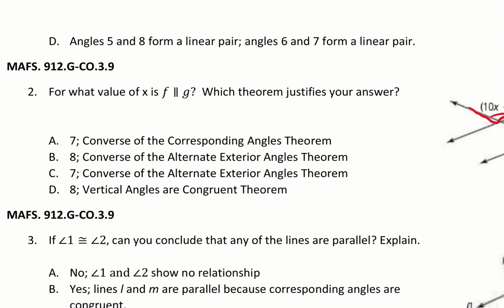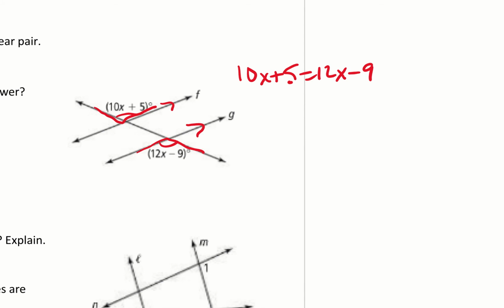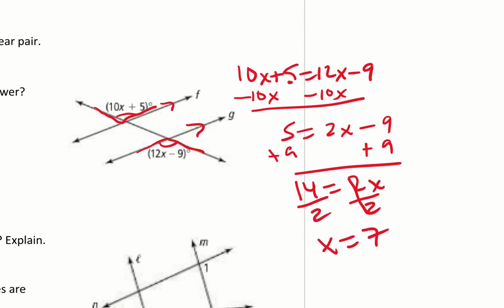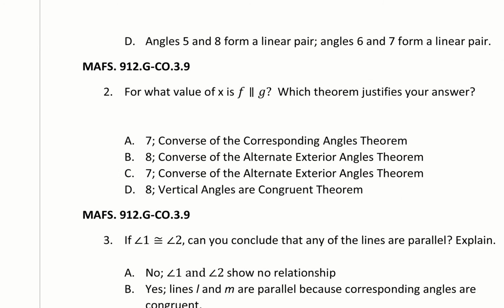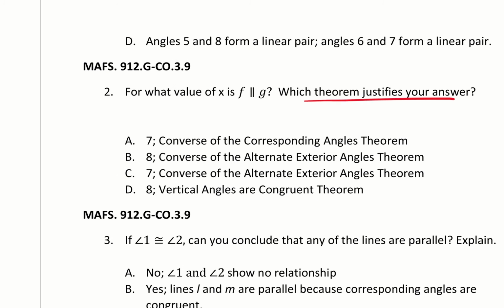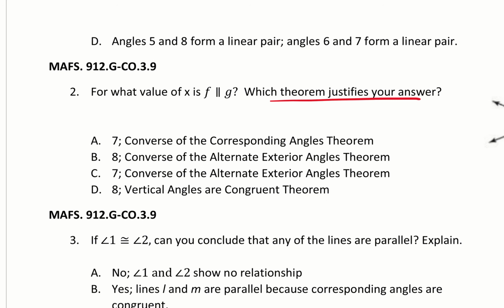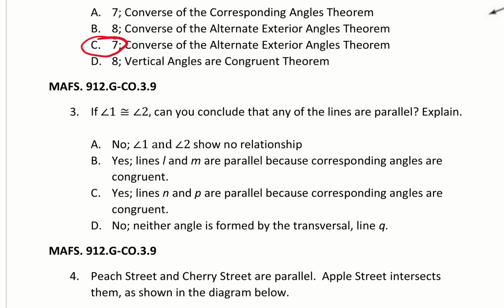Okay, so we want to solve this. Let's go ahead and subtract 10x on both sides, add 9 to the other side, and then divide by 2 on both sides. So x equals 7. All right, so we got 7, and the theorem that we use to justify that is alternate exterior angles. Those are alternate exteriors. So it's 7, by the converse of the alternate exterior angles theorem.